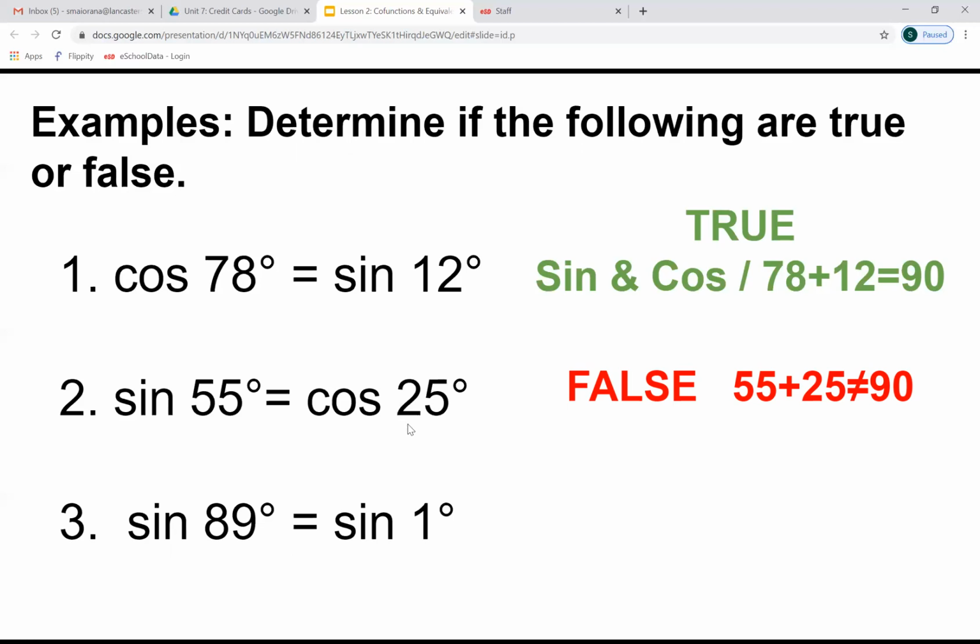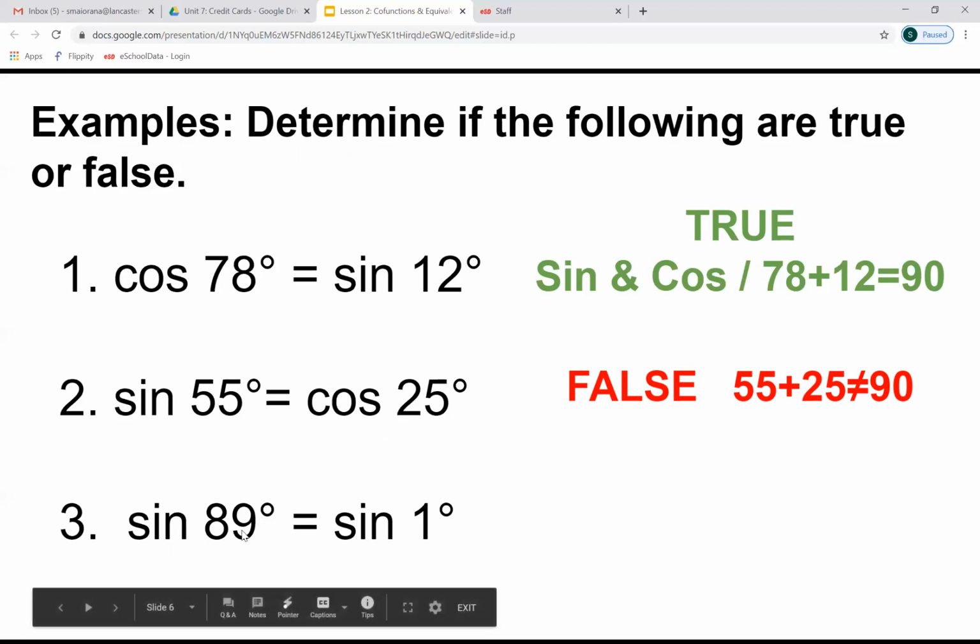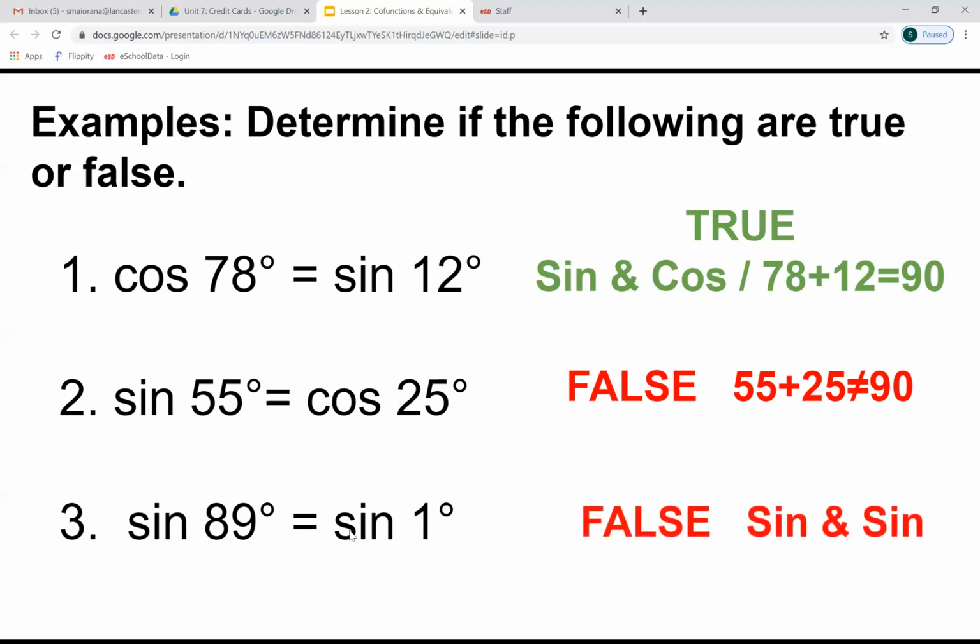In example 3, I have the sine of 89 degrees equals the sine of 1 degree. Right off the bat, we can clearly see 89 and 1 are going to add up to 90 degrees. But notice I have a sine function saying it's equivalent to another sine function. Remember, in order for these to be equivalents, I need one sine and one cosine. So that's why example 3 is also false.